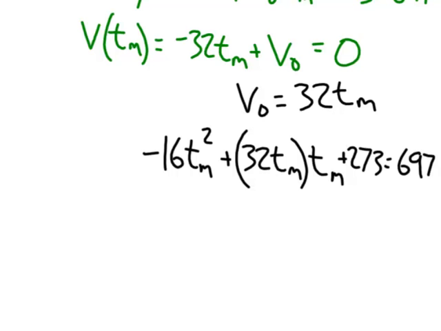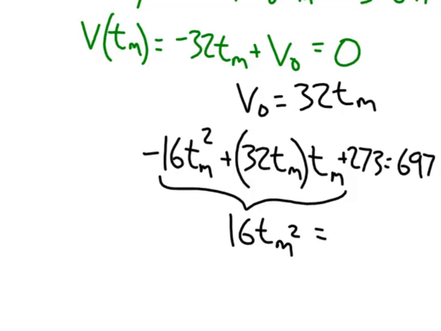We have a good fortune here. We see that we have two like terms. We've got negative 16 t sub m squared plus 32 t sub m squared, right? So those two combined would give us positive 16 t sub m squared. And let's go ahead and subtract that 273 over to the other side, and that'll give us 697 minus 273, or 424. Let's go ahead and solve for t sub m.